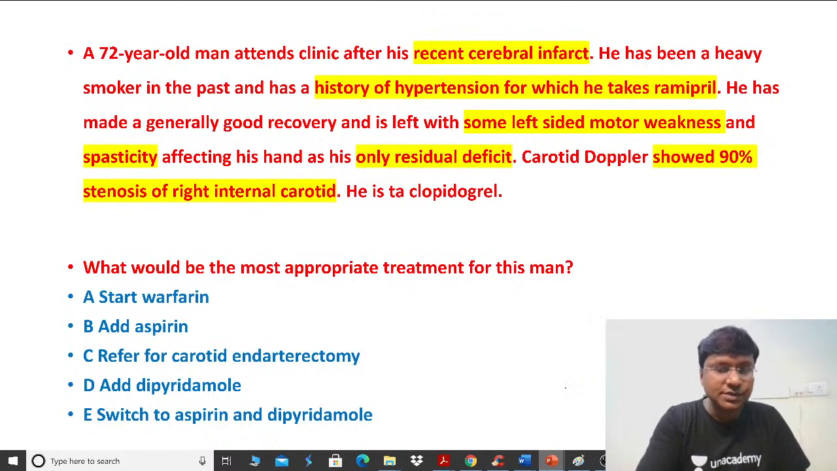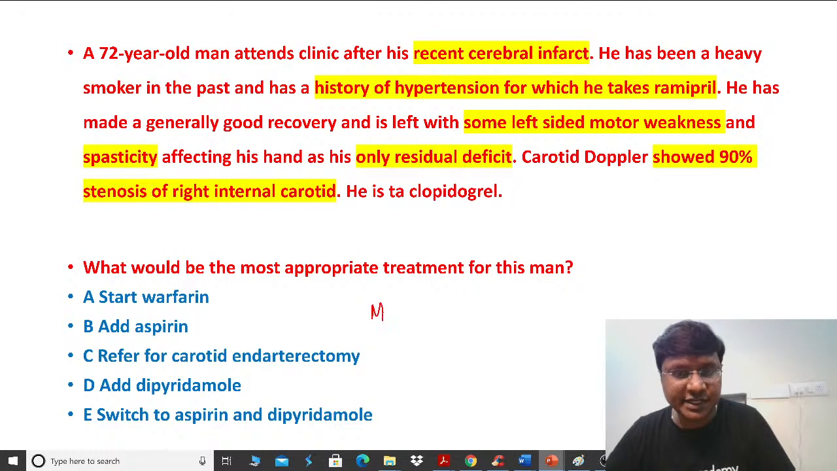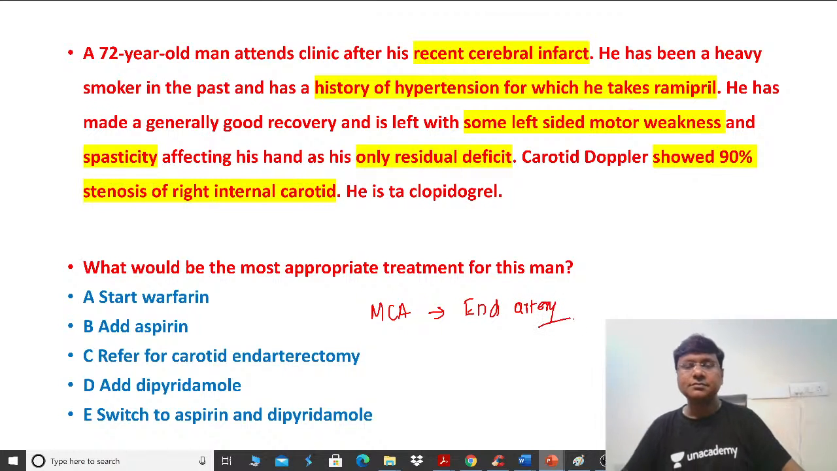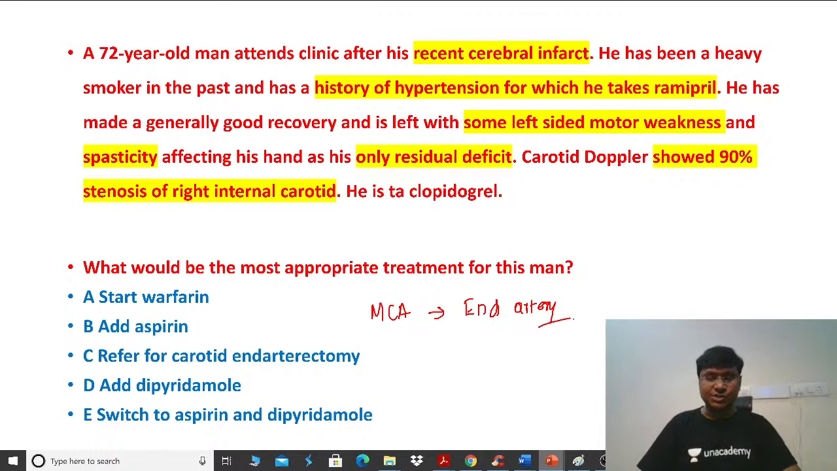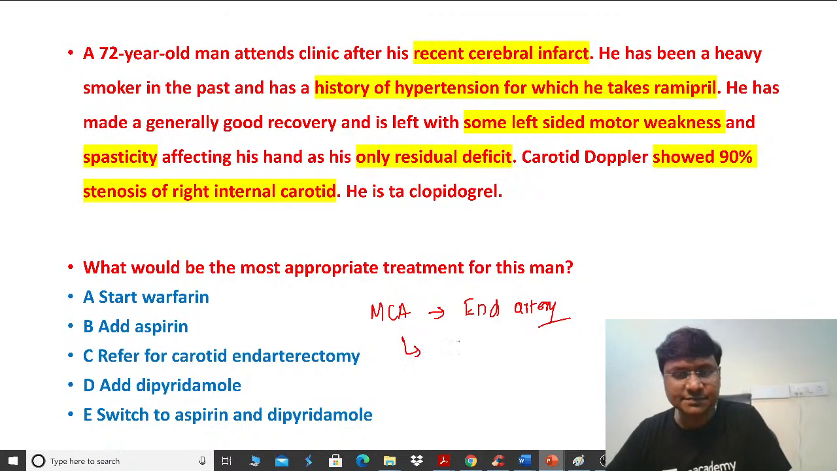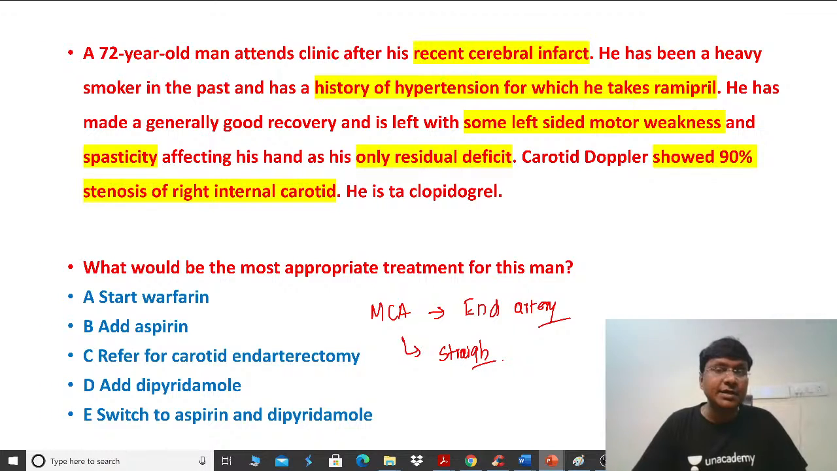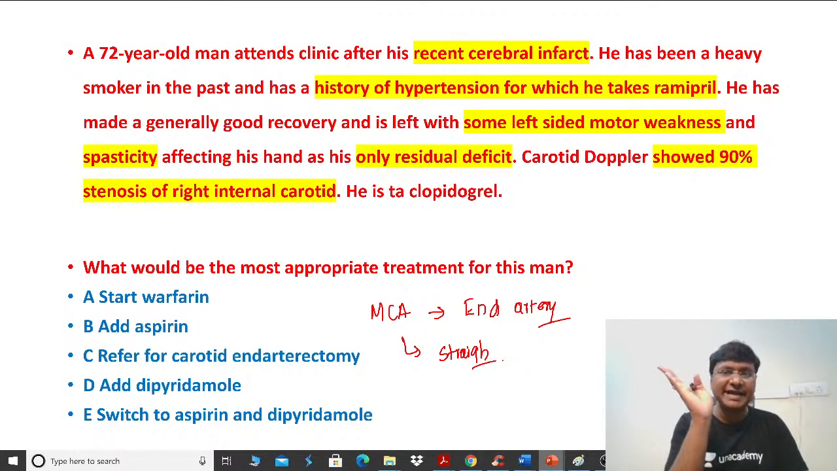Right. So the answer is that MCA is an end artery, right? It is an end artery. You don't have the anastomosis for your MCA. That is one point. And the second thing is MCA, which is the branch of your internal carotid artery, it is exactly straight. You don't have any bend or any arching.